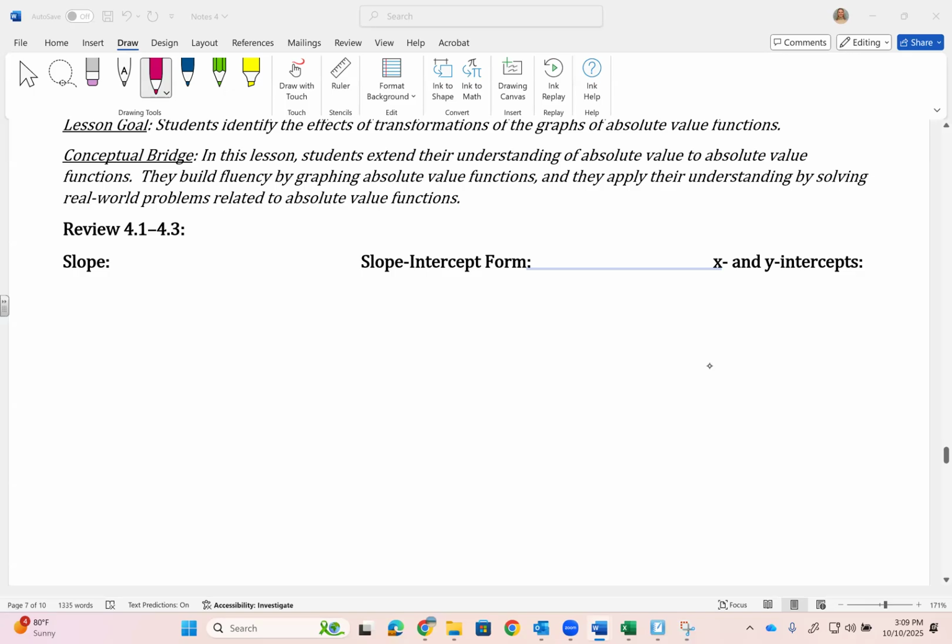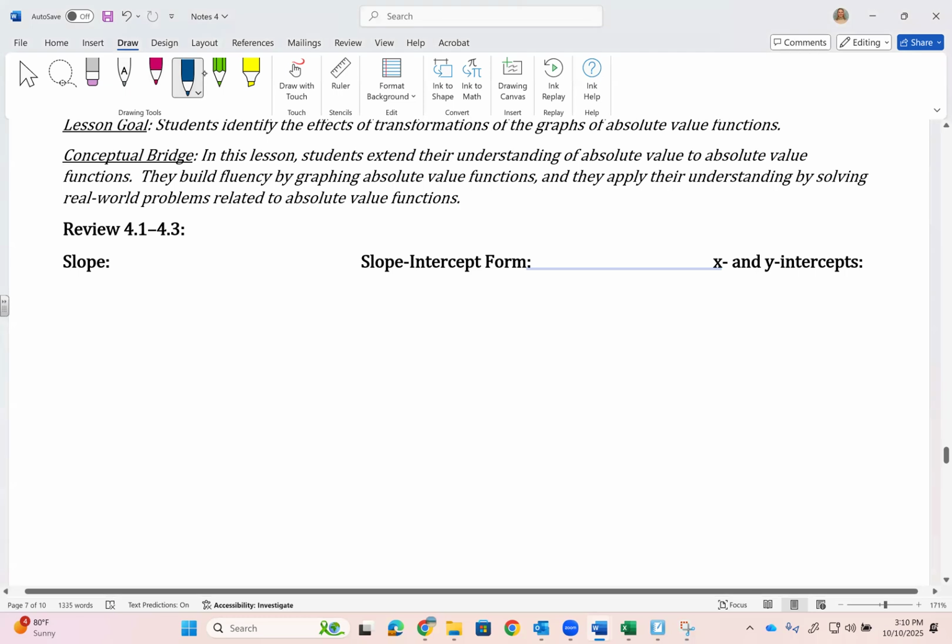Okay, so today we're going to be talking about section 4.7. We skipped sections 4.4, 4.5, and 4.6. We're skipping straight to 4.7. It's going to be amazing. So the review of 4.1 through 4.3 is going to involve talking about slope, okay? Can you write down everything you know about slope?